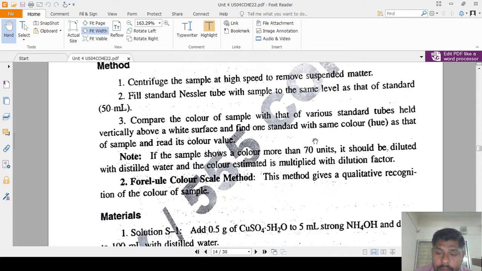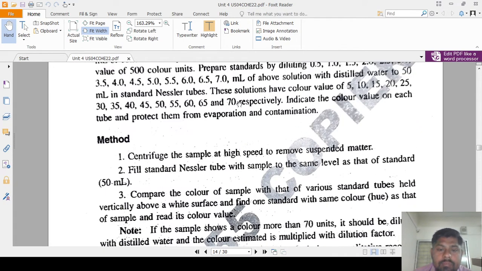We have only 5 to 70 color unit standard. If the color of the sample solution is above the 70 value, then what do we have to do? Then dilute the sample solution by 10 times or 20 times or 50 times. So, that is the dilution factor, 10 times, 20 and 50. And then after dilution, repeat the practical, match the color with the standard.